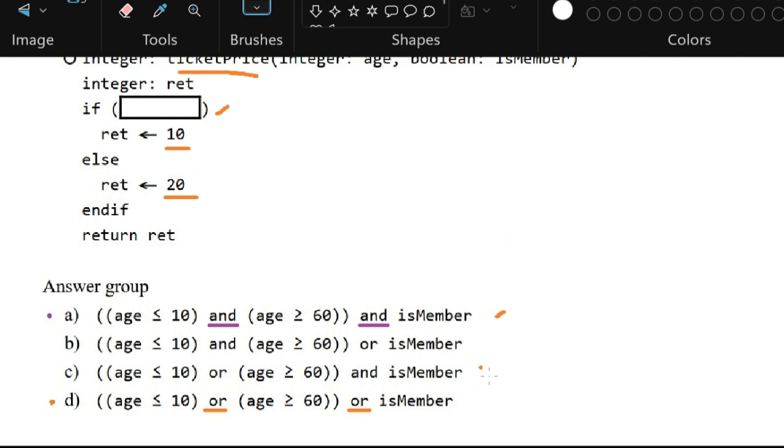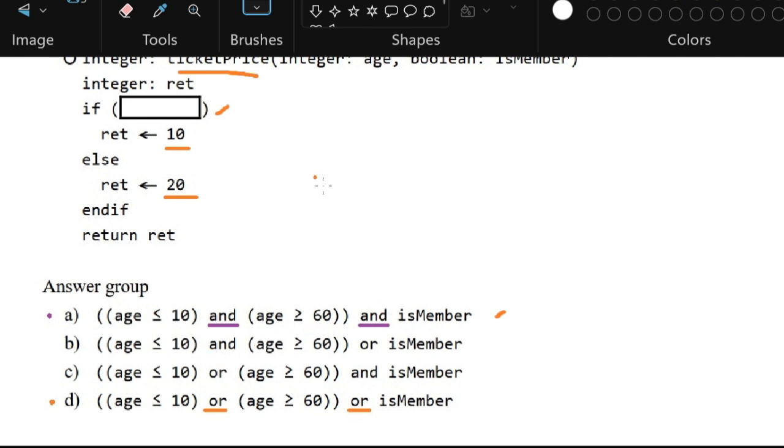But the idea here is that if you ask someone, when does the passenger get a discount? And you'd say if he's under 11 years old, so that means age 10 and under. And if he's 60 and up, and if he's a member, right? So if that's your way of thinking too, then you quickly choose A, right?